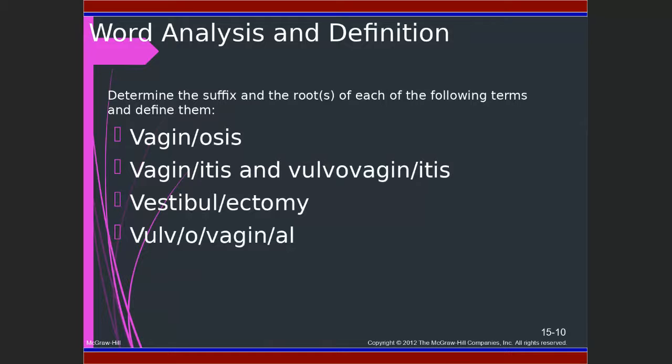The suffixes in the following. Vaginosis: osis is the suffix, and it means condition, typically abnormal. So this is a condition in the vagina. Vaginitis: itis is inflammation, and we have vulvovaginitis, inflammation of the vagina and of the vulva. Vestibulectomy: ectomy is a suffix, and it's surgical removal. In this case, it's surgical removal of the vestibule of the vulva, okay? Vulvovaginal: al means pertaining to, so this is pertaining to the vagina and the vulva.